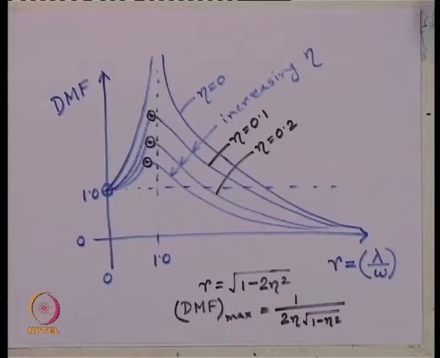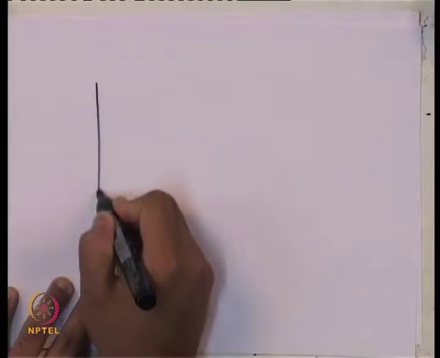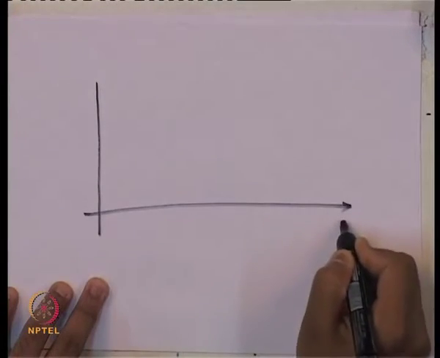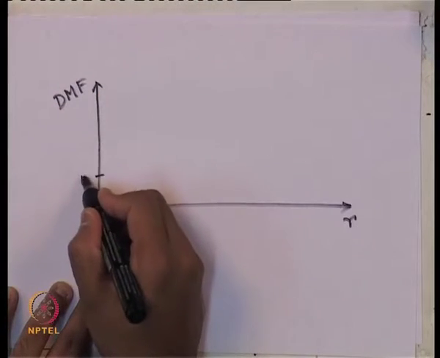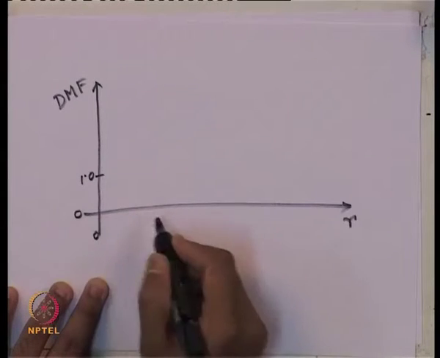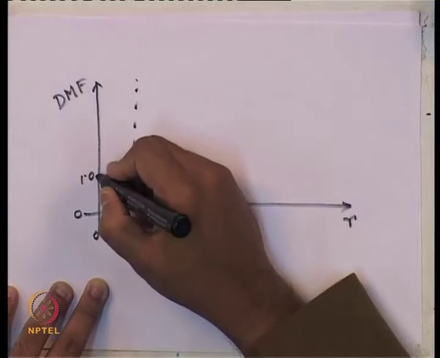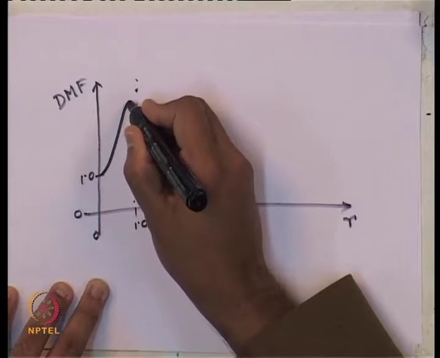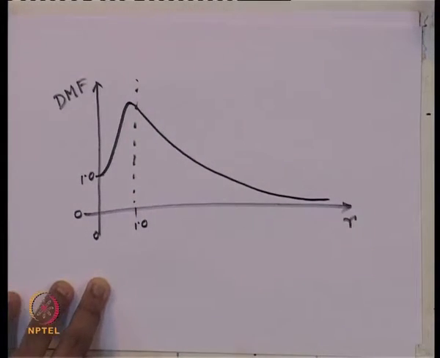Now, with this, if I want to plot just for any damped case, the DMF with respect to r, simply I can plot it like this: it starts from 1, it attains a peak here, then comes back and then approaches 0 as r tends to infinity.